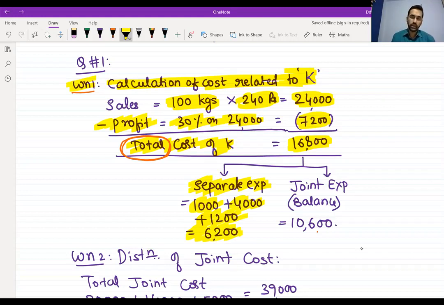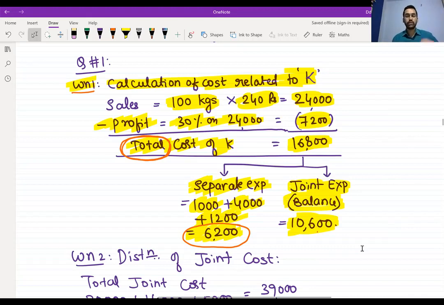6,200. Now, tell me, 16,800 is the total cost of K. In that, 6,200 is separate cost. If 6,200 is separate cost, then the balancing figure, that is 10,600, should be what? Joint expense. Now, go to the question.